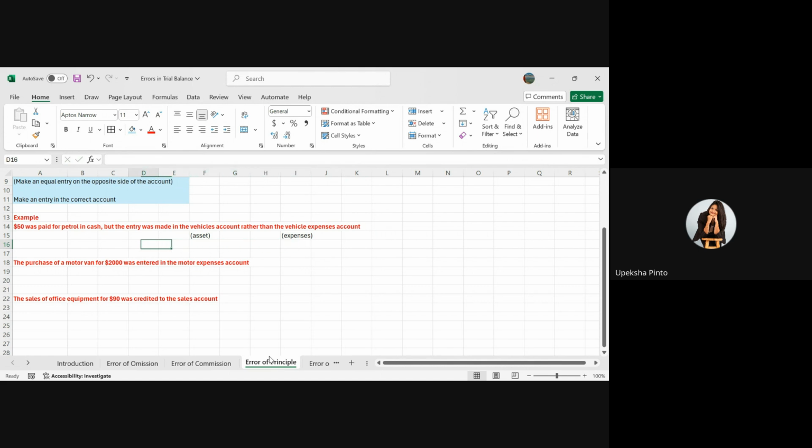Then here, purchase of a motor van was entered in the motor expense account. So it is again a mistake. It was an asset you bought, but you have put it under expenses, so a different category. Then here, sale of office equipment was credited to the sales account. Now, the sales account is an income account, and this is sale of office equipment, right? It is a non-current asset that you sell. If you are selling a non-current asset, you use something called the disposal account. So it's again different categories that you have done wrong, right? So we'll try to correct it one by one.